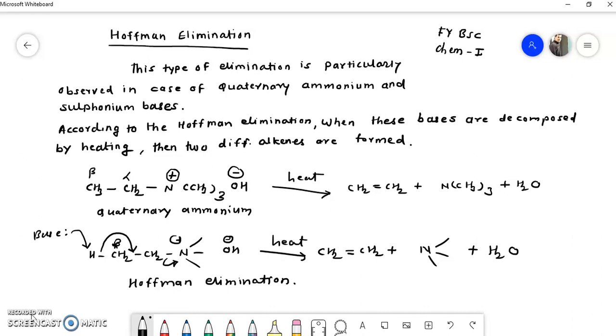So the starting material is specific here. The starting material is quaternary ammonium or sulfonium bases. Remember, when these quaternary ammonium or sulfonium bases are heated, then there is a formation of alkene with the elimination of water molecule. So this elimination is called Hofmann elimination reaction.